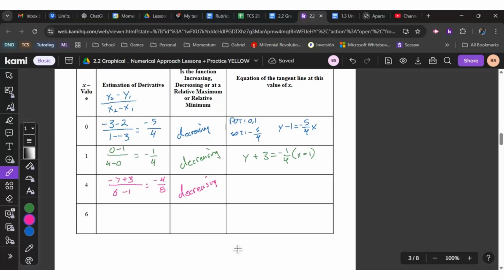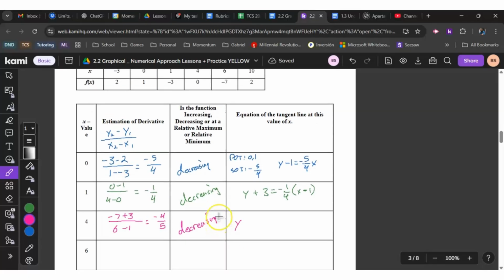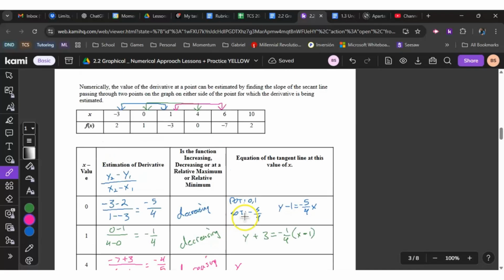Sir, sorry, I didn't understand. Why do we choose like the near points? Because if I don't pick points that are nearby, I'm going to get something that's not even correct. Why would it be wrong if we choose the exact point? Because you can't estimate with a single point. Because for a secant line, I need 2 different points.